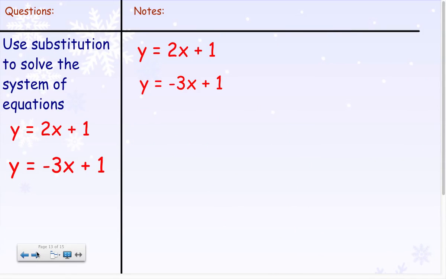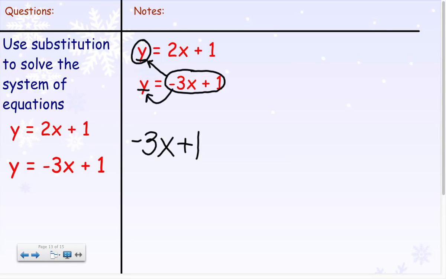All right, on this one we have y by itself on both sides, or two y's that are by themselves. So I'm just going to pick one of them. It doesn't matter. You have 2. You can choose what you want to circle. So I'll just pick the bottom one. Since it's y equals, I'm plugging it in for y in the top equation. So instead of y, I'm going to write negative 3x plus 1 equals 2x plus 1.